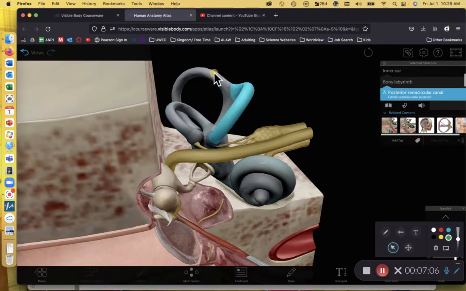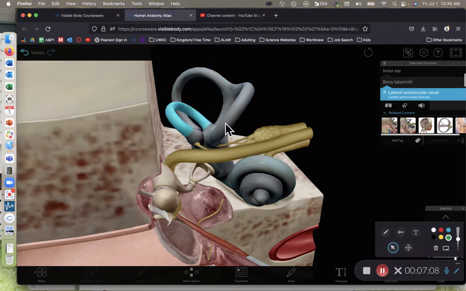And because we have these three tubes that are perpendicular to each other in three-dimensional space, fluid can flow through them to different degrees to help us regulate and have a sense of our dynamic equilibrium.